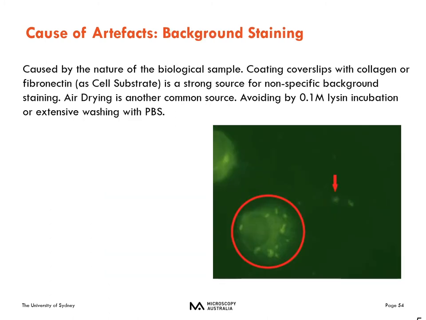Background staining is an artifact caused by the nature of the biological samples. Coating the covers with collagens or fibronectins is a strong source for non-specific background staining. Sometimes air drying is another common source. To avoid this, use 0.1 molar lysine incubation and extensive washing with PBS.